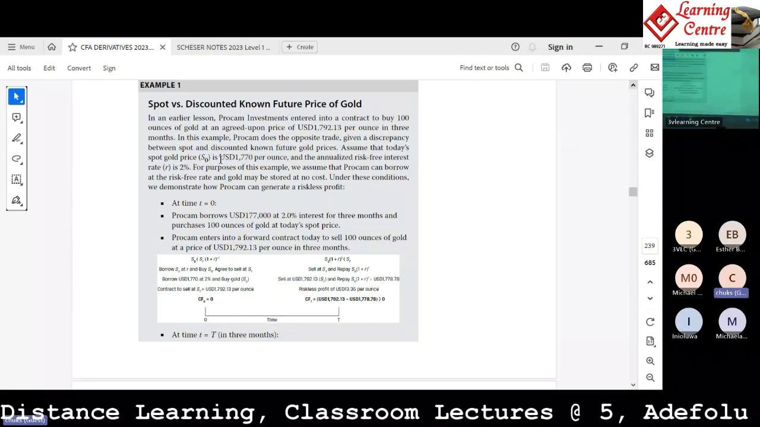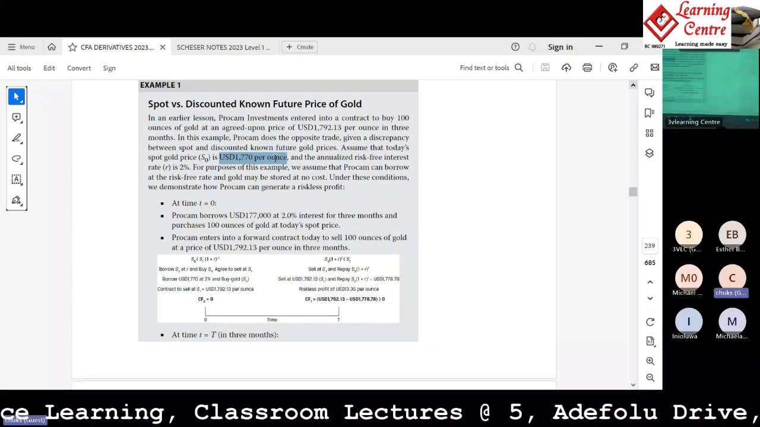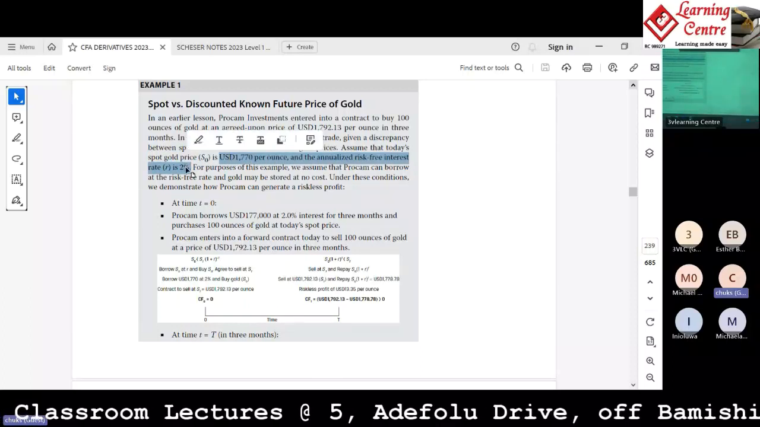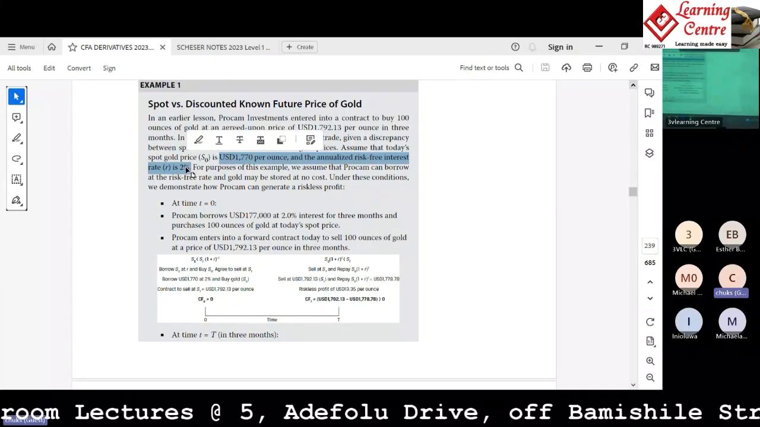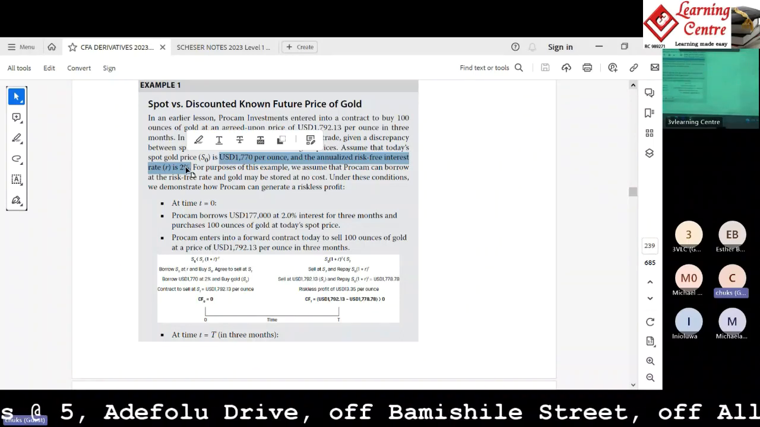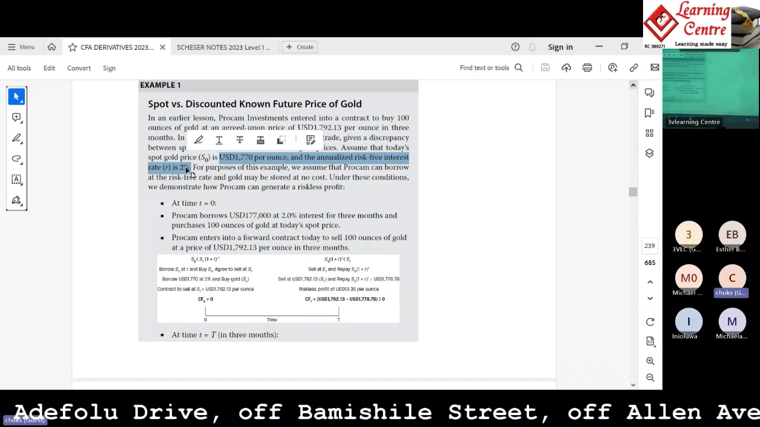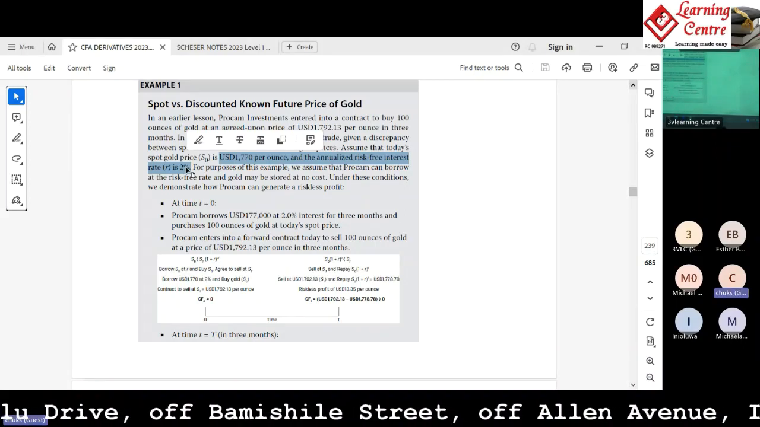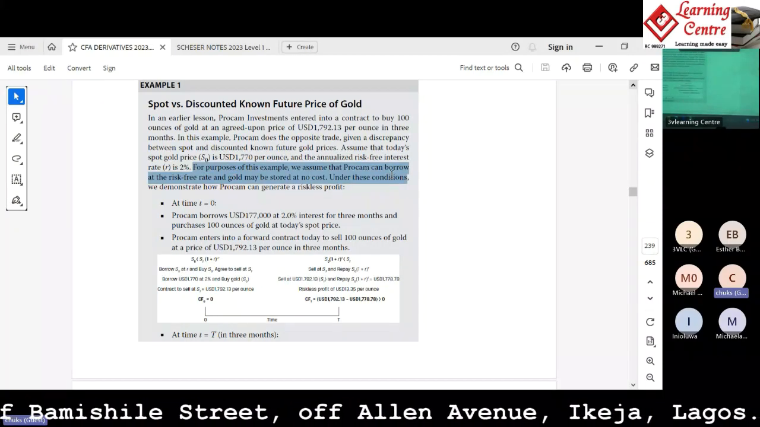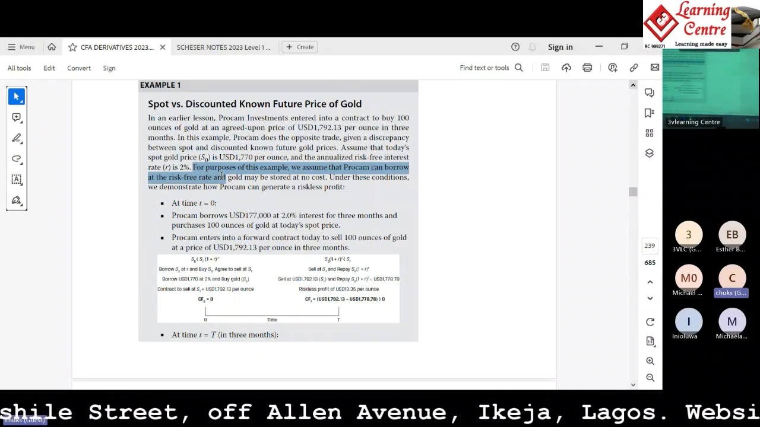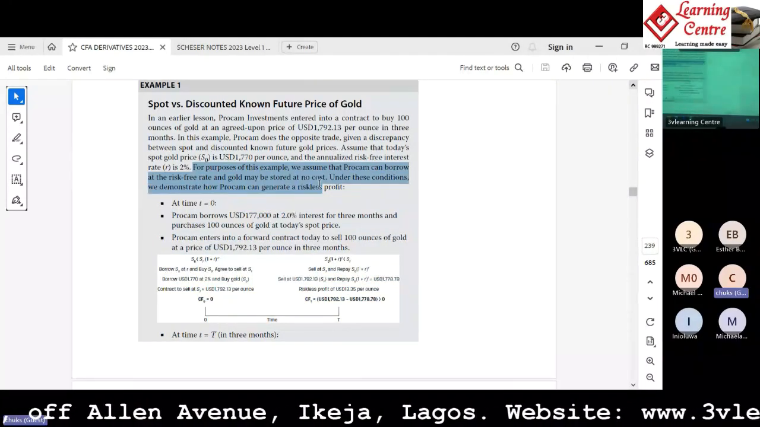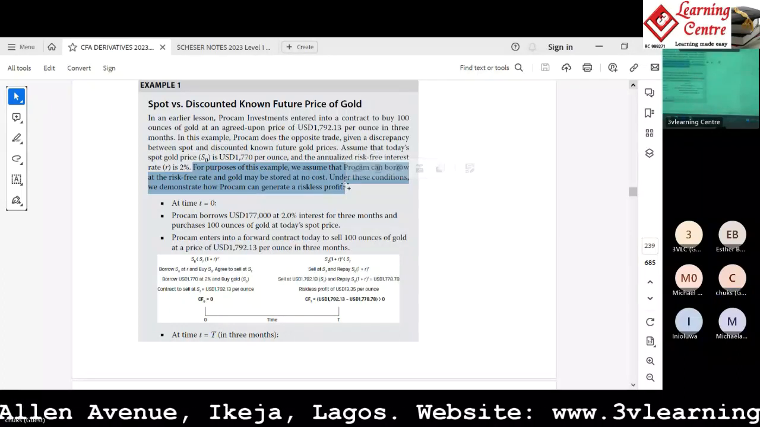Okay? So here we have said the price today is 1770 and the annualized risk-free interest is 2%. That means we know that this asset today is 1770. If I invest this asset, I will get 2% on top. For the purposes of this example, we assume one can borrow at a risk-free rate and gold may be stored at no cost. Under these conditions, we demonstrate how we can generate a riskless profit.